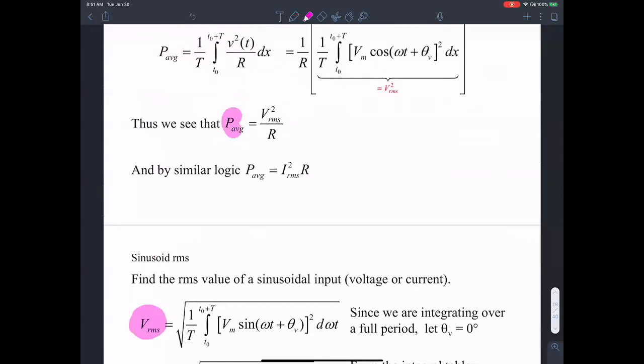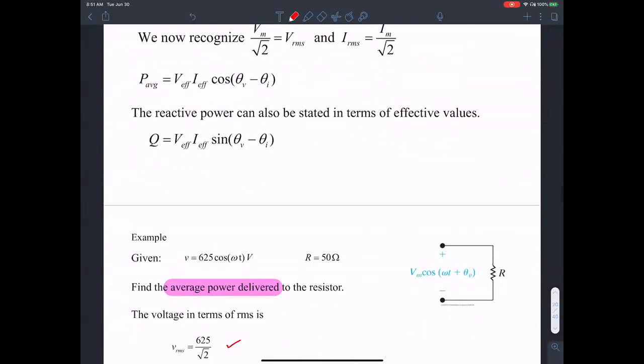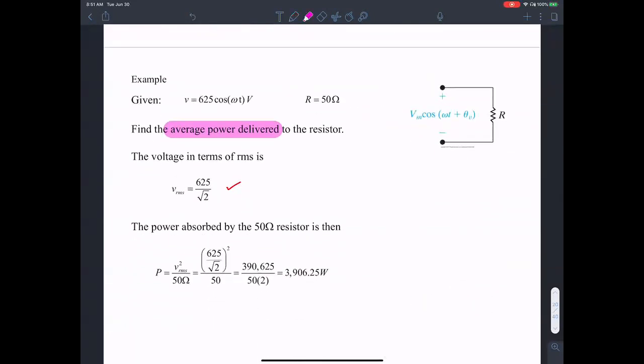The average power is V squared by R. When you're using the V squared by R or I squared R formulas for power, you want to remember that you should not use the instantaneous values. Rather, you should use the RMS values, not the instantaneous voltage or current values. That's all there is to it. So I calculated VRMS, and VRMS squared by R gives me the power: 3,906.25 watts. That's a lot of power. The power absorbed by the 50 ohm resistance is that much.